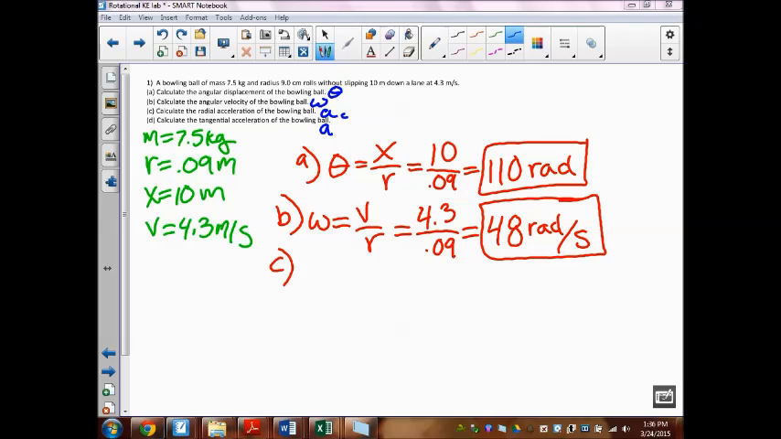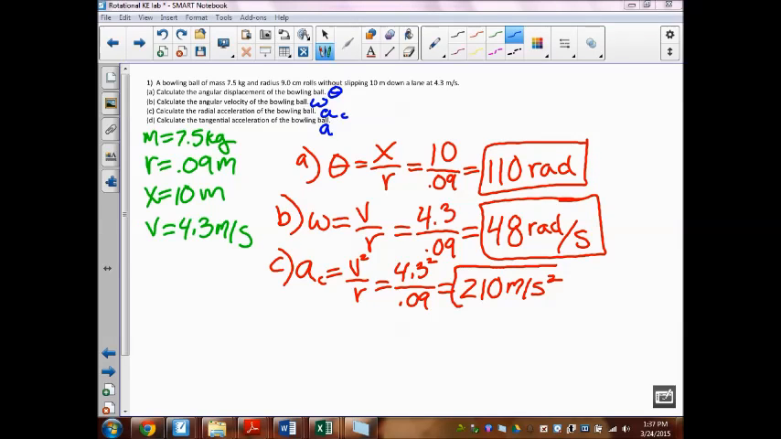C, I'm looking for centripetal acceleration. This is the acceleration that all points have towards the center of the circle. So this would be the acceleration for each point on the bowling ball towards the center of the circle. And we learned about this in chapter 5, but I don't think this formula is on your formula sheet, so I would add it at this point. AC is equal to v squared over r. So radial acceleration, centripetal acceleration, they mean the same thing, and the equation is AC equals v squared over r. Write that down on your formula sheet. Might be useful. So in this case, 4.3 squared divided by 0.09, we get 210 meters per second squared.